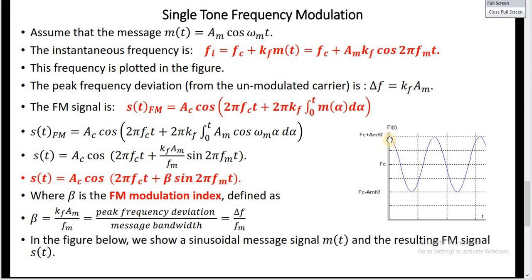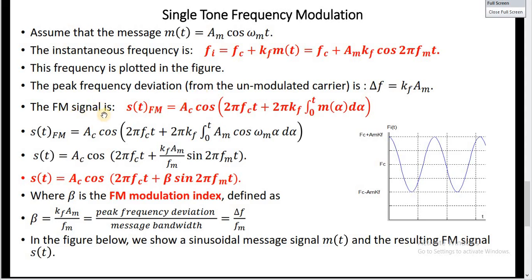The maximum deviation of the instantaneous frequency from the unmodulated carrier frequency is called the peak frequency deviation, and the peak frequency deviation is just the difference between the maximum and the unmodulated frequency, which is Am times kf. So the peak frequency deviation is k sub f times Am.